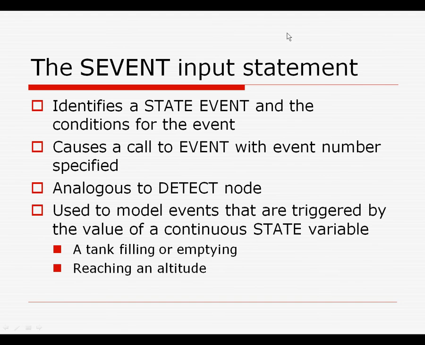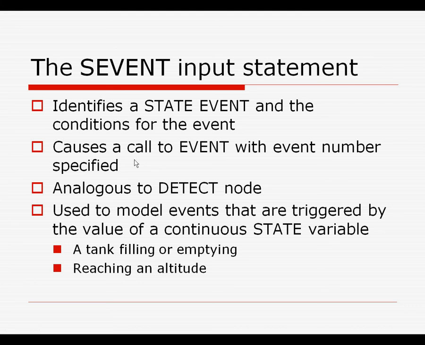Another input statement in the control model is the S-event model. This statement is analogous to the detect node in the network portion of the model. It's used to monitor any kinds of state variables or other system variables and trigger what's called an event, or a state event, when we have a crossing of a threshold by any of these state variables. This causes a call to function EVENT with an event number specified, and then you have to program what happens as part of that event.